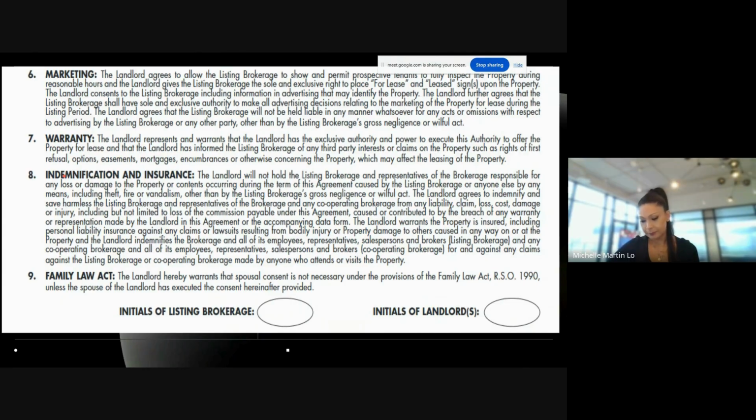Number 8. What is number 8? What do you think? I'm not sure, we've read over this before. That's okay.